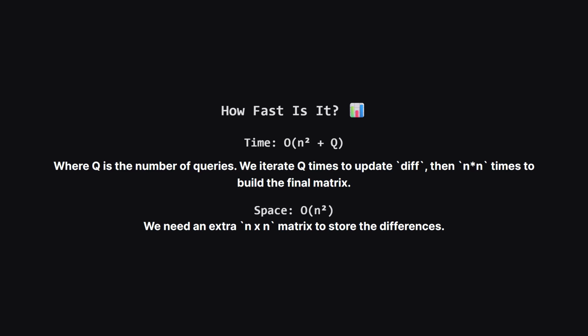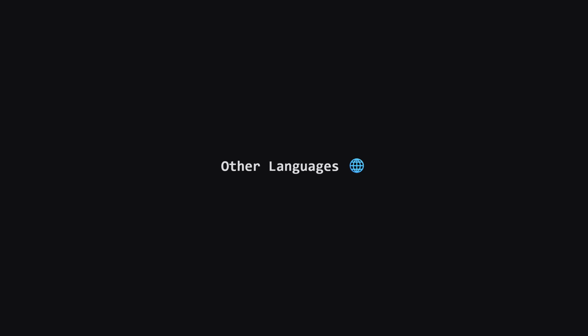For space, we need that extra difference grid to store our markers, which is the same size as our original grid, so the space complexity is big O of n squared. Alright, that covers the main solution in Python.